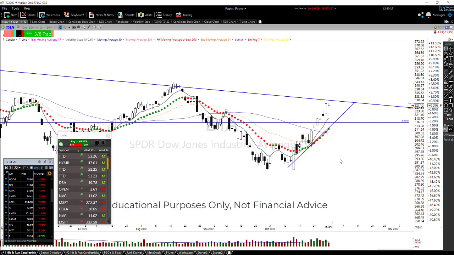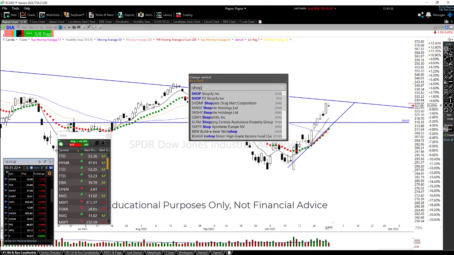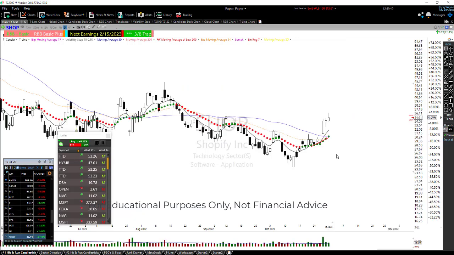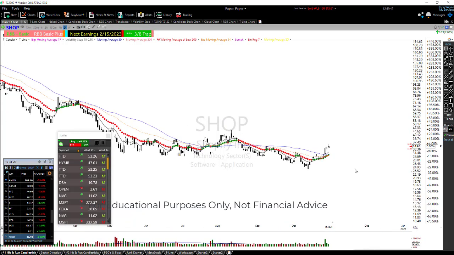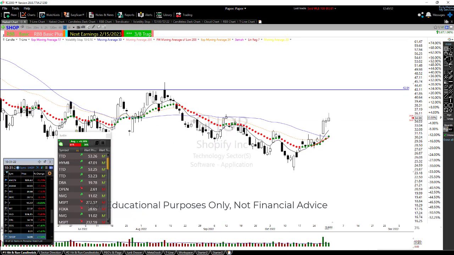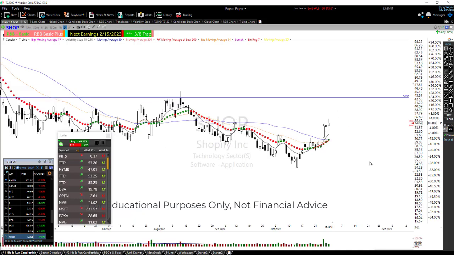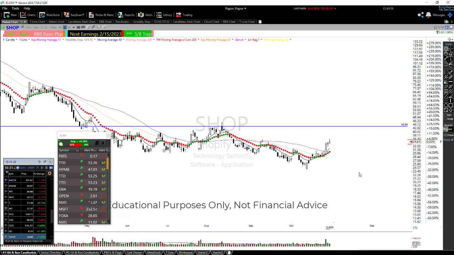Juspin says SHOP. What about SHOP? The 8 crossed the 21 over resistance. Over some resistance. Now it's looking at more resistance. Okay? I just want to make sure that all the cards are on the table. You're right. It's over some resistance. Now it's looking at new resistance. It's a nice chart. I like that chart.